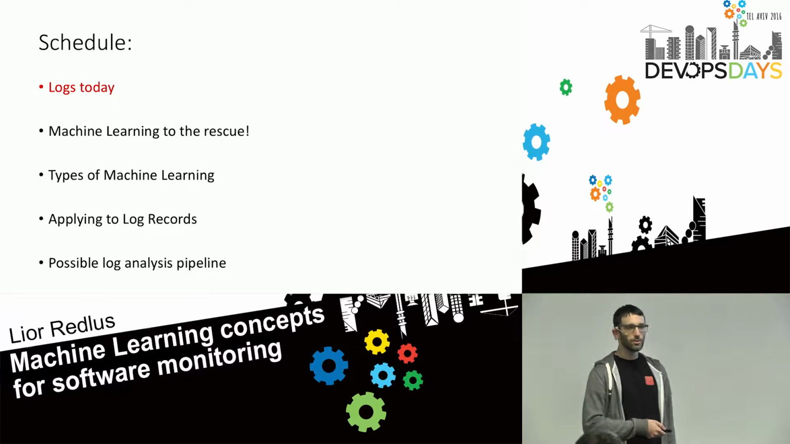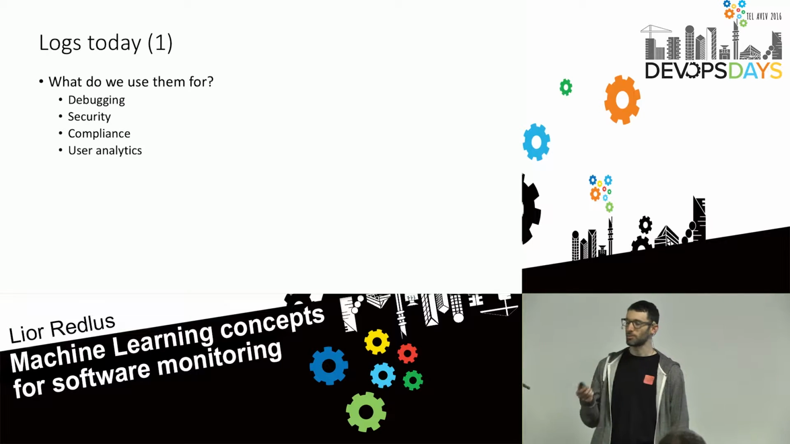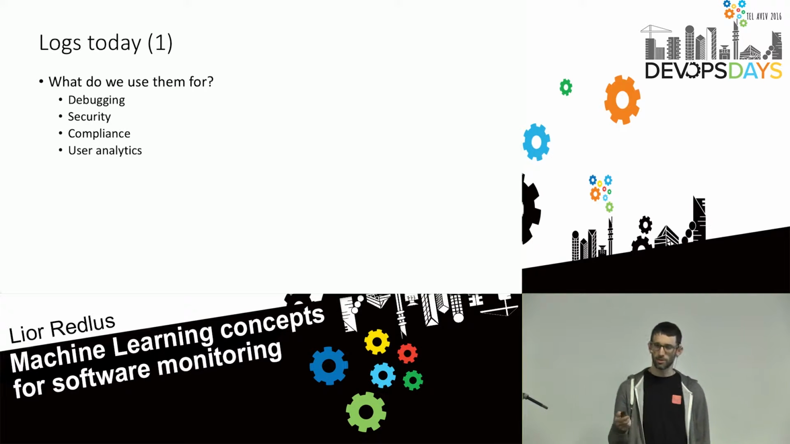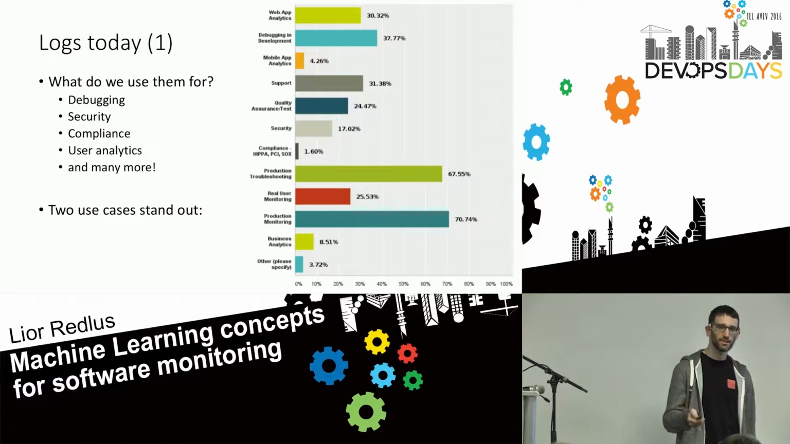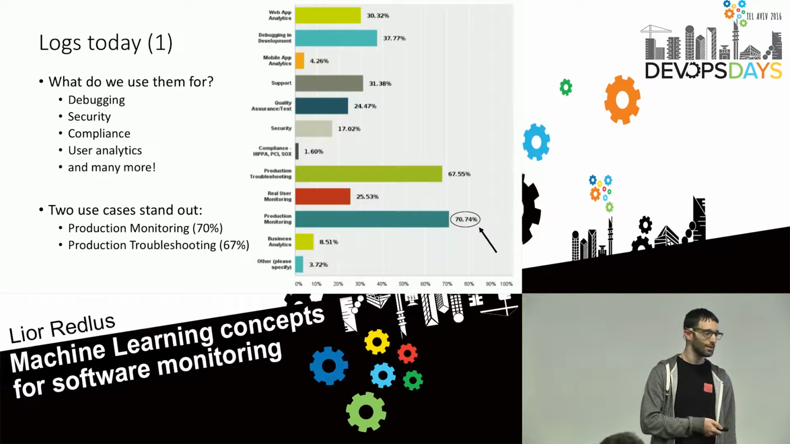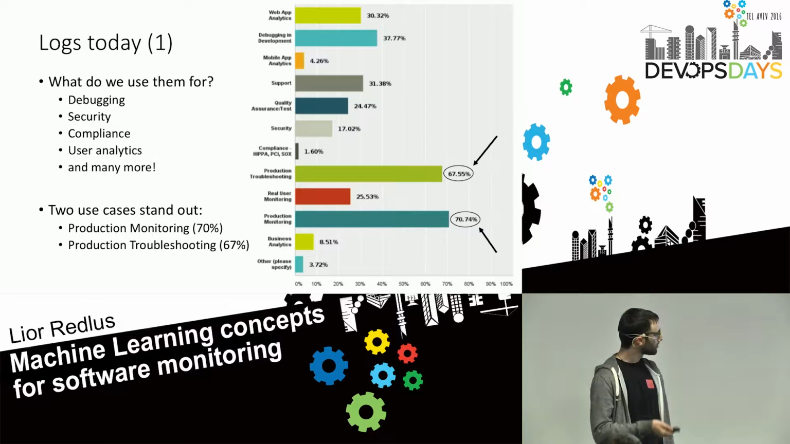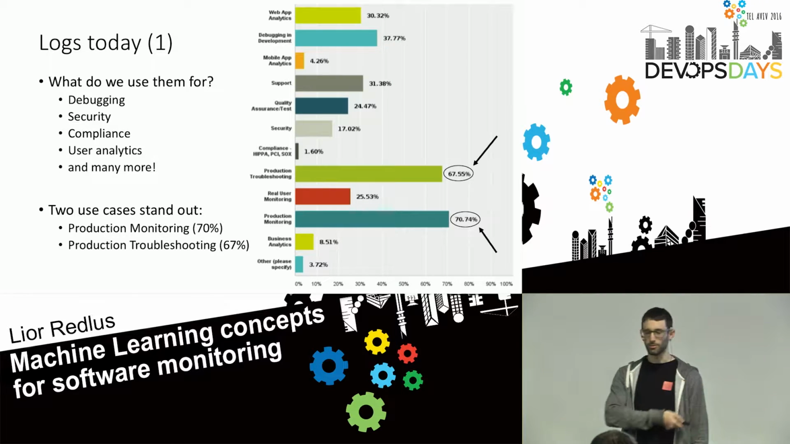So, what do we use log records for? Debugging, security, compliance, user analytics, we all know that. But specifically, there are two use cases that stand out. Production monitoring and production troubleshooting. 70% of users of these systems use log records for production troubleshooting.